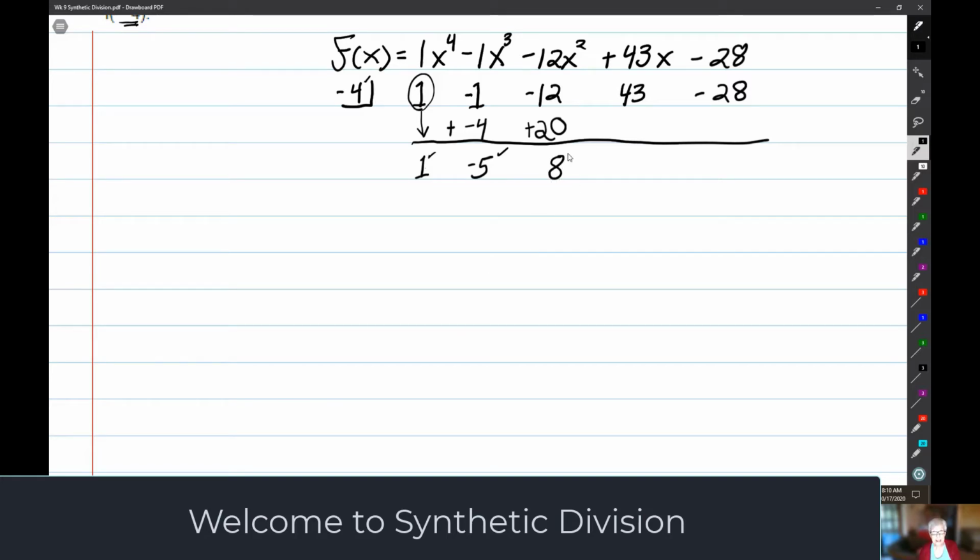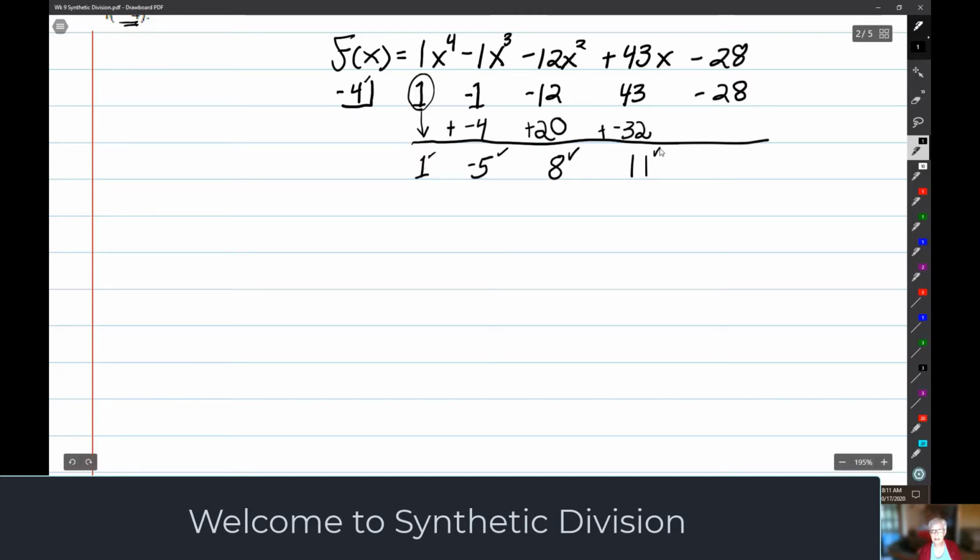Now I take the 8. I multiply it by negative 4, and I get negative 32. And then I add 43 plus negative 32, which is really 43 minus 32. 3 minus 2 is 1, and 4 minus 3 is 1. That's 11.